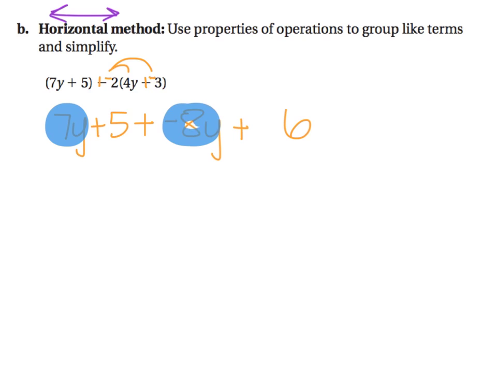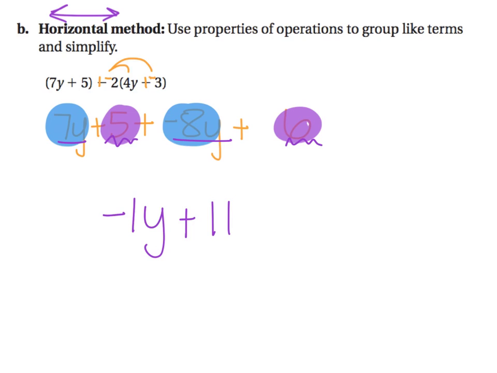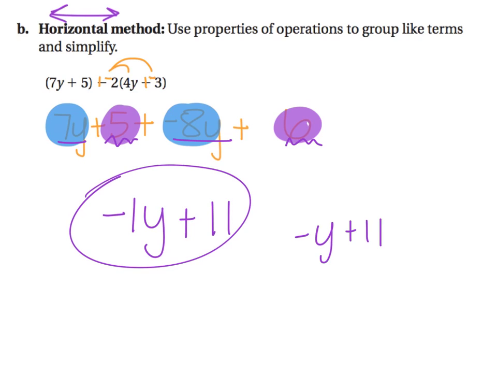7y minus 8y, they're like terms. And then 5 and 6 are like terms as well. And when I combine these, 7y minus 8y is negative 1y plus 5 plus 6 is 11. If you want to go even further, you could write negative y plus 11, but both of these are totally acceptable answers.